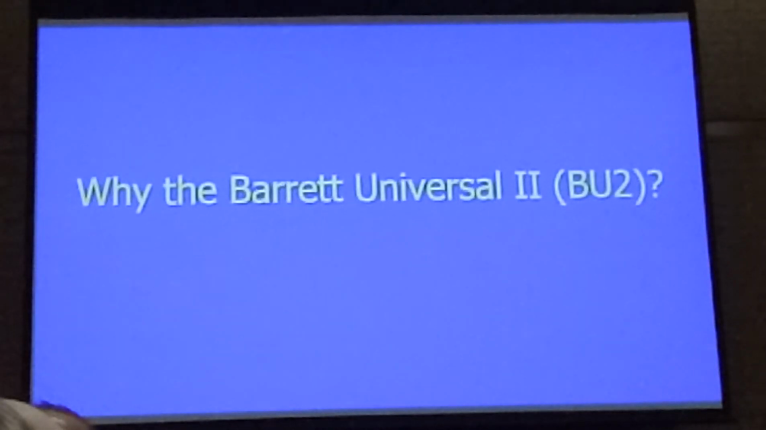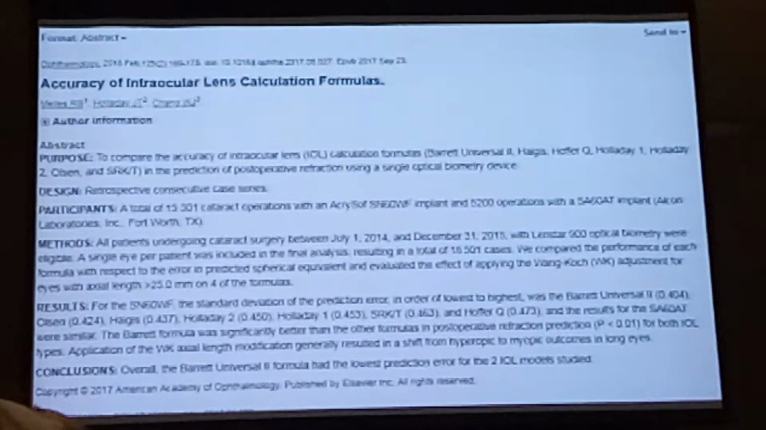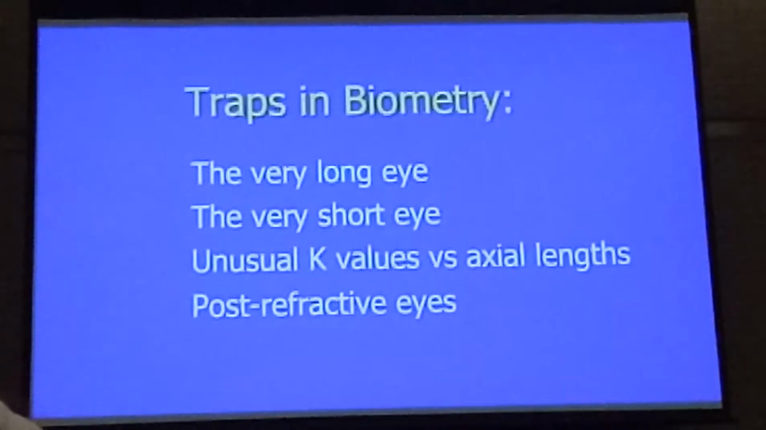Now, just a quick word about why the Barrett Universal tool works better than SRKT. Those of you who are still using it, I hope that this convinces you. Now, we know from many papers that have been shown that the Barrett formula has the lowest prediction error for many things when you compare the different formulas up here. So that's why we use it.